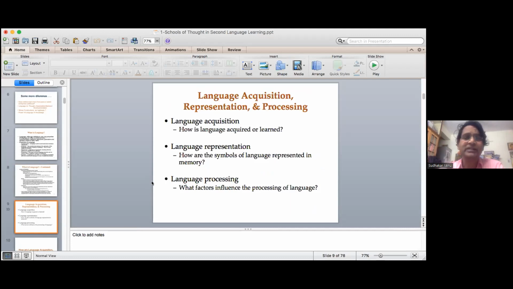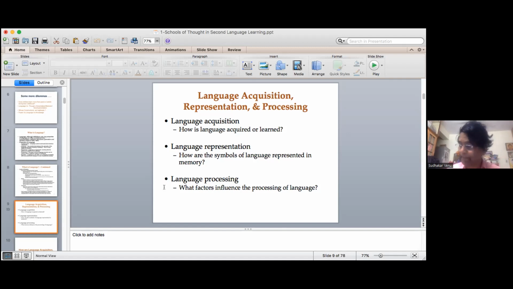Friends, there are certain classical questions related to language acquisition: how language is acquired or learned. This is a very important question, and people are trying to distinguish between language acquisition and language learning. How do they do that? And how are symbols of language represented in memory? There is a lot of research going on in cognitive and neurocognitive sciences, and also cognitive psychology, on how symbols are represented in our memory, and how we retrieve this memory. It is a very potential area, the interface of cognitive science and psycholinguistics.